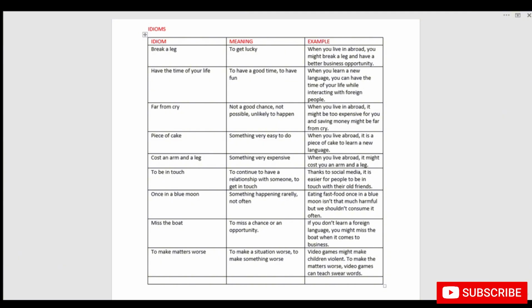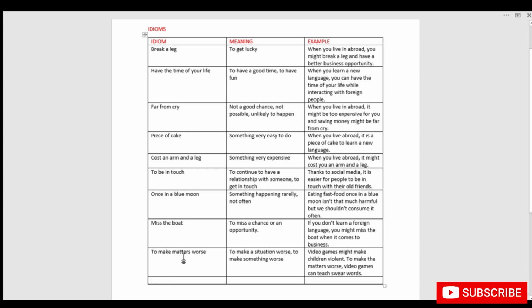What I'm trying to tell is that video games might turn children into violent individuals, and to make matters worse, furthermore, it teaches them some bad words, some swear words.